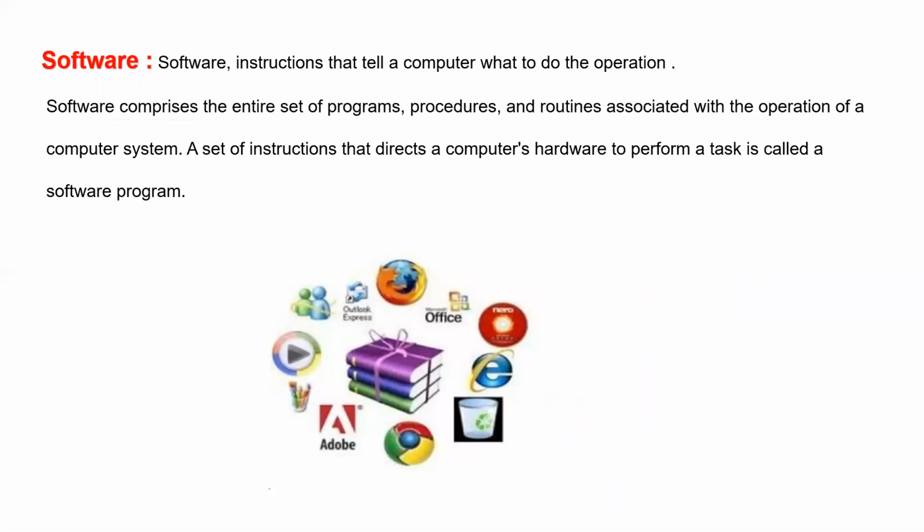Now, what is software? Software is the set of instructions that tells the computer what operations to do. Software comprises the entire set of programs, procedures, and routines associated with the operation of the computer system. A set of instructions that directs the computer hardware to perform different tasks is called a software program. Different software languages are available depending on the operation that we want to perform.